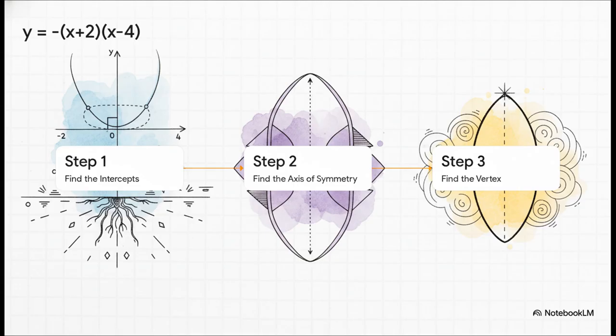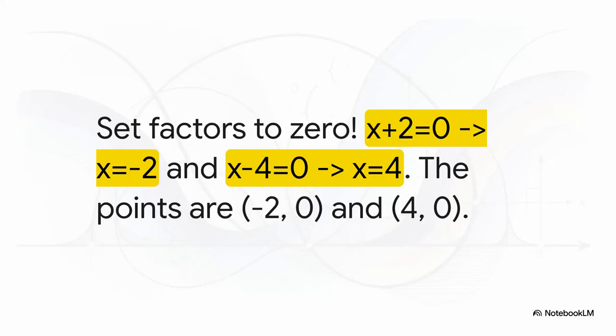Step 1, find where it hits the ground. Step 2, find that center line. And step 3, find its highest or lowest point, the vertex. Ready? Let's do it.